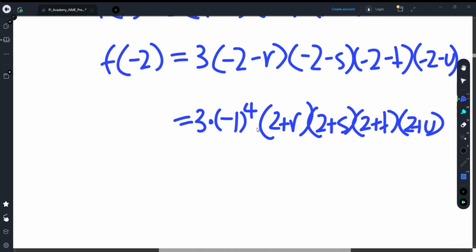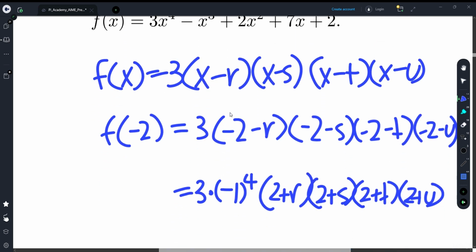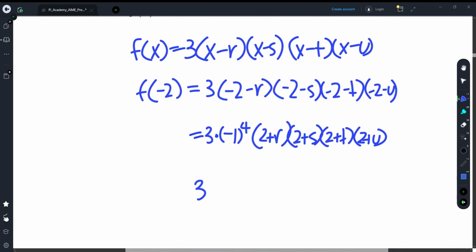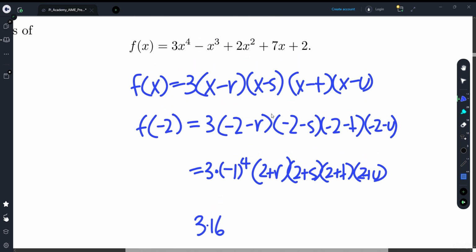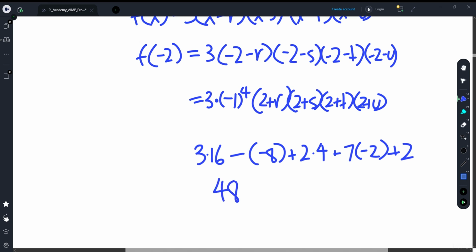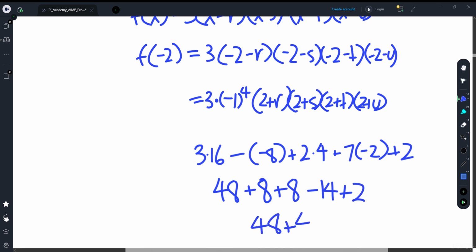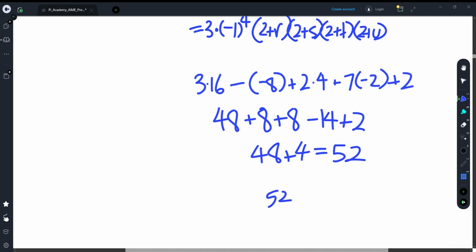And so, f of negative 2, we have to calculate that. So 3 times 16 minus negative 8 plus 2 times 4 plus 7 times negative 2 plus 2. This gives us 48 plus 8 plus 8 minus 14 plus 2. 48 plus 4 is equal to 52. And so 52 divided by 3 is our answer.